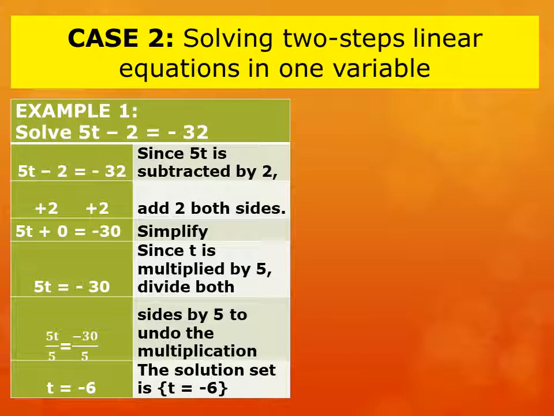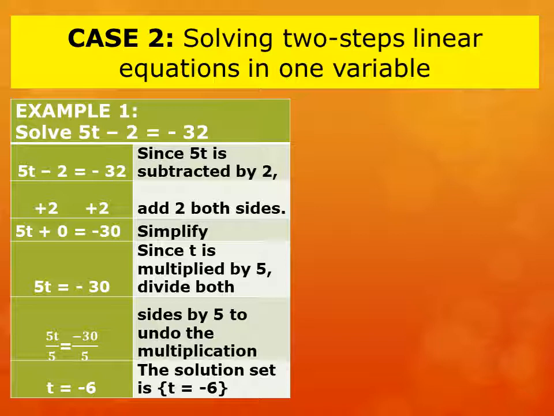Then if we simplify, negative 2 plus 2 is 0. Then negative 32 plus 2 is negative 30. Since they don't have the same sign, we are going to subtract. After that, since t is multiplied by 5, we are going to divide both sides by 5 to undo the multiplication. So it becomes 5t is equal to negative 30.